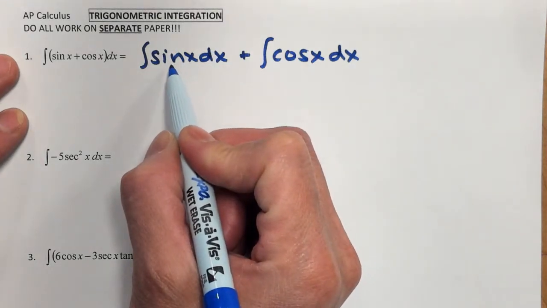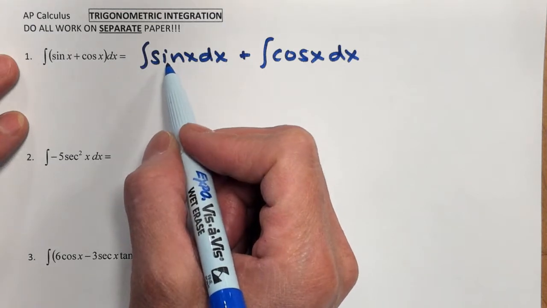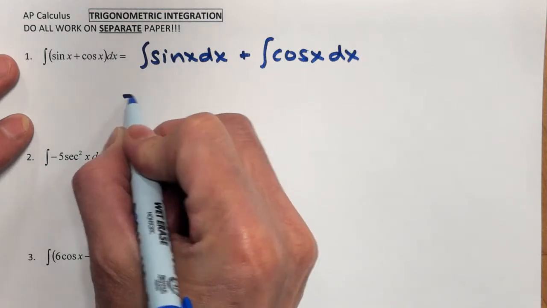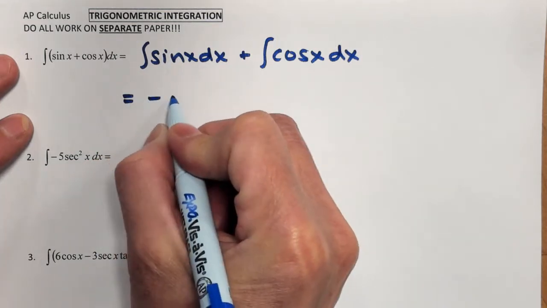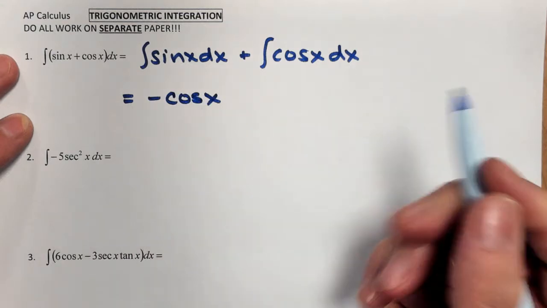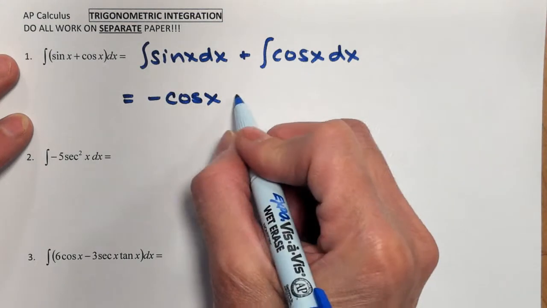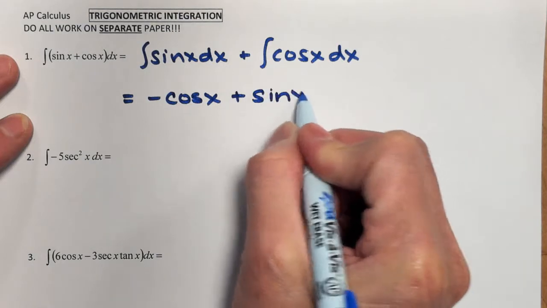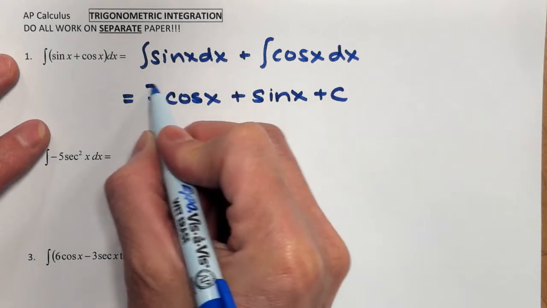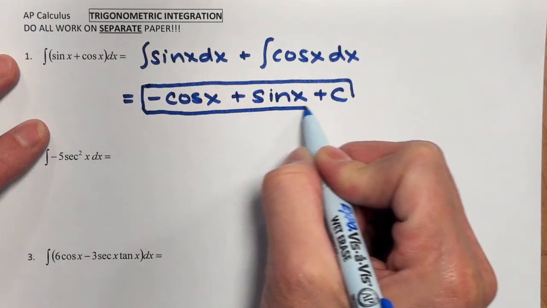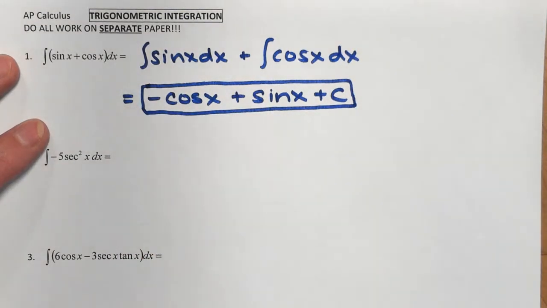Well, what is sine the derivative of? Well, the derivative of cosine is negative sine. So this must be the derivative of negative cosine. And then the derivative of sine is cosine. You know, it's nice when you integrate, it's very easy to check your answer. Just take the derivative of your answer.